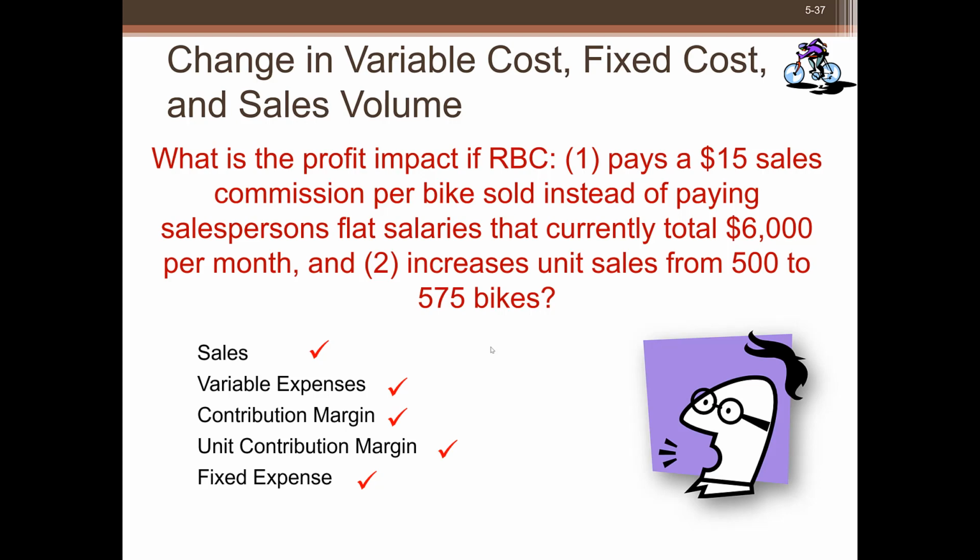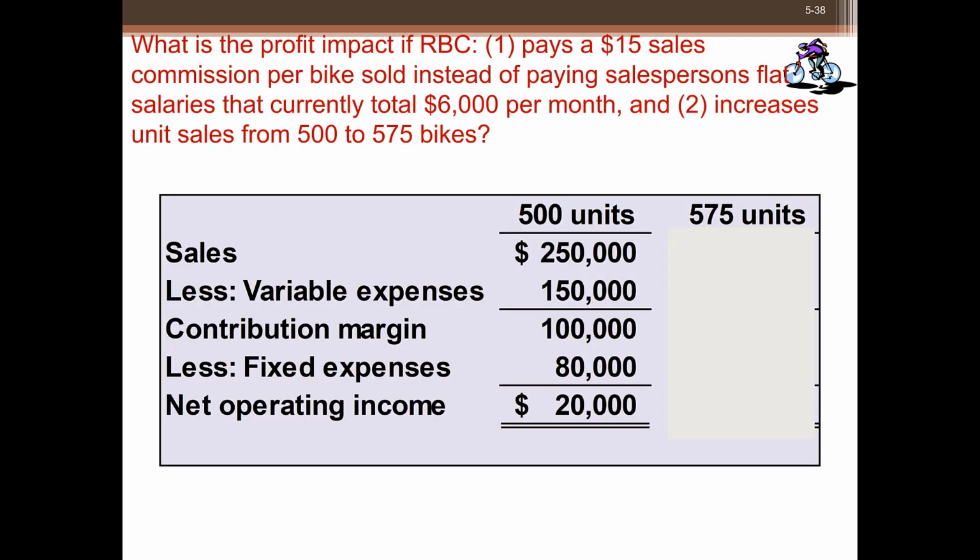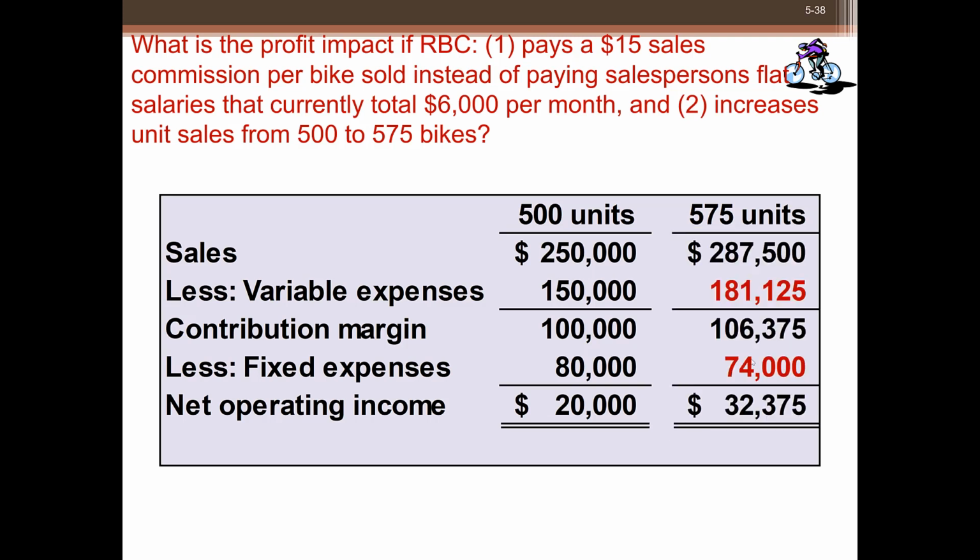Let's take a look at the calculation. Increased unit sales, 575. Total sales is calculated by selling price per unit, $500, multiplied by increased units sold, 575. And we can get the total number here, 287,500.